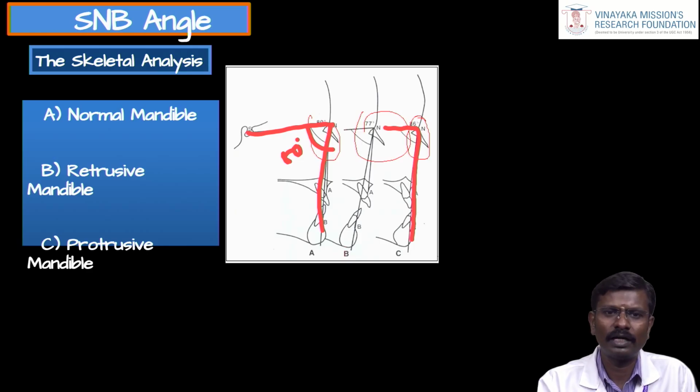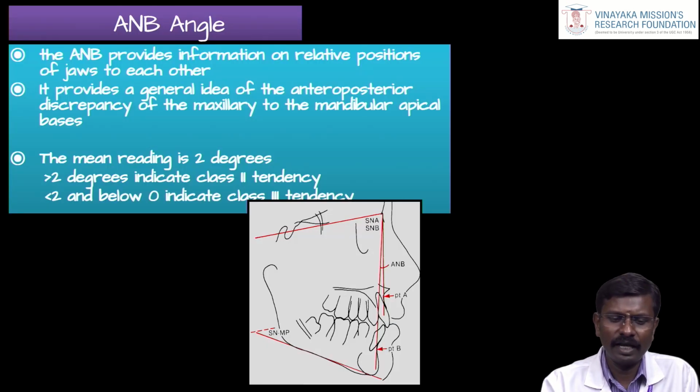So this is one analysis which shows the maxillary and the mandibular defects. Next is the difference between the A and B angle. The ANB angle is the angle connecting points A, N and B. Once you finish SNA and SNB, you will get this ANB angle. This provides information on the relative position of the jaws to each other.